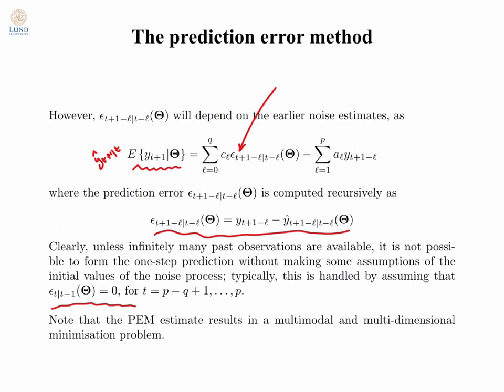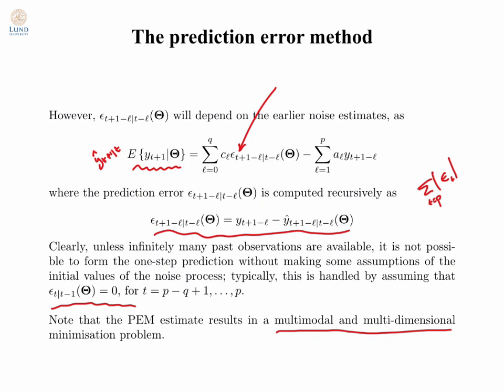It also means that my sum over my prediction errors will start at p, as I mentioned before, instead of starting at time equal to 1. And so, as I noted before, I will have a multimodal and multidimensional minimization. So it's going to be really critical that I find a good initial value. But if I do, I am able to get a very accurate estimate of these parameters.